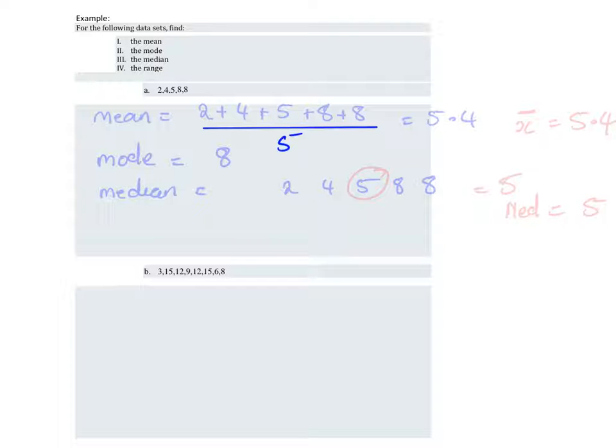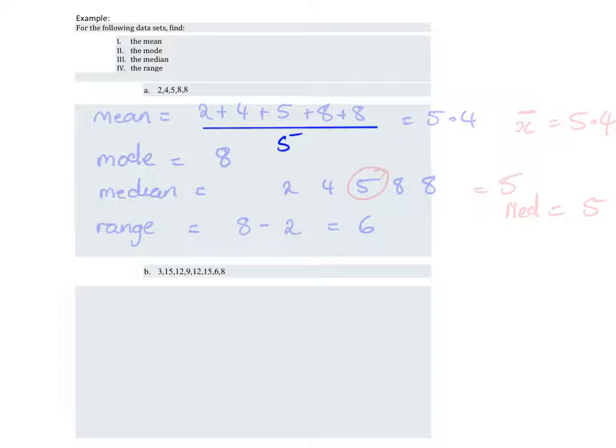Okay, the last one here is the range, the spread of the data. So the top 3 were our measures of centre. Here's our range, our spread, and it is the biggest value minus the smallest. 8 take away 2, which is 6. So our values range from 2 to 8, which is a range of 6.